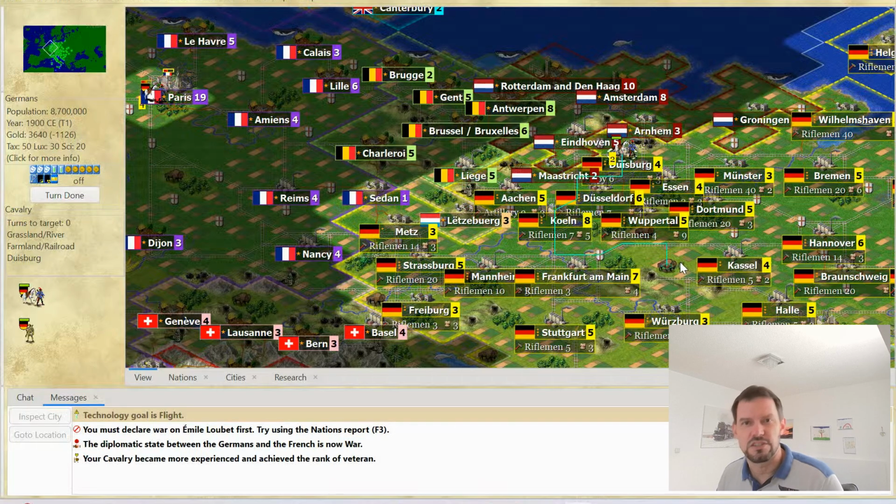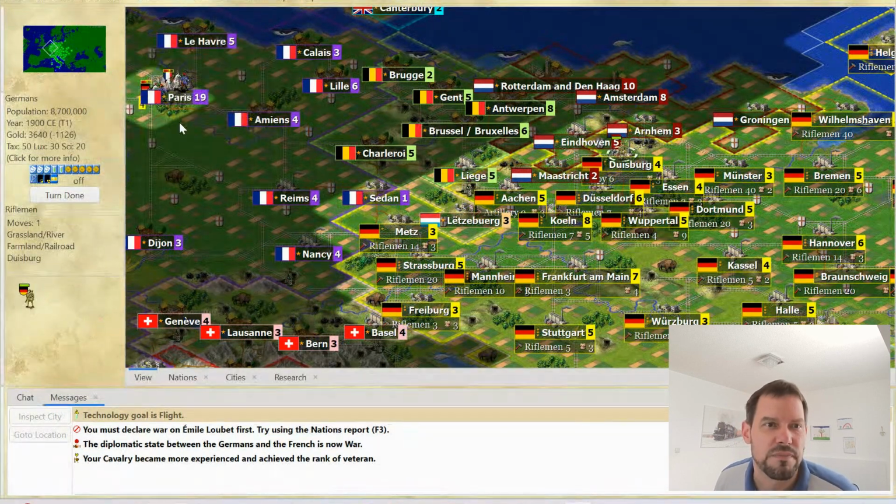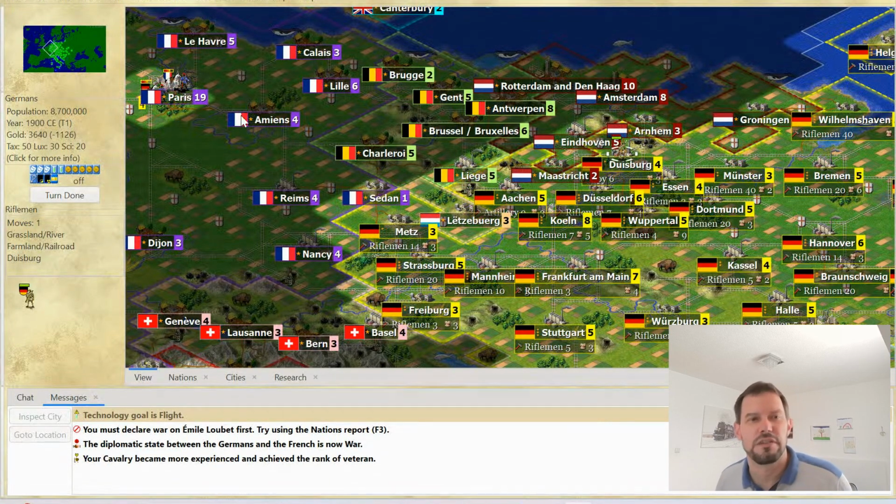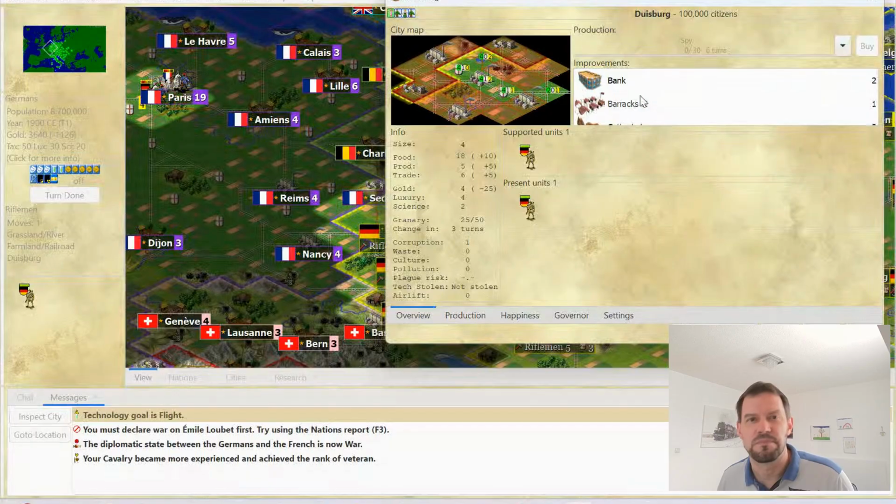And here's the next cavalry. I'm going on to Paris. We see Paris is now only 19 in size. So it decreases more and more because of the cannonballs that are flying around. And so population decreases when the units lose a turn during an attack of an enemy state to your city.